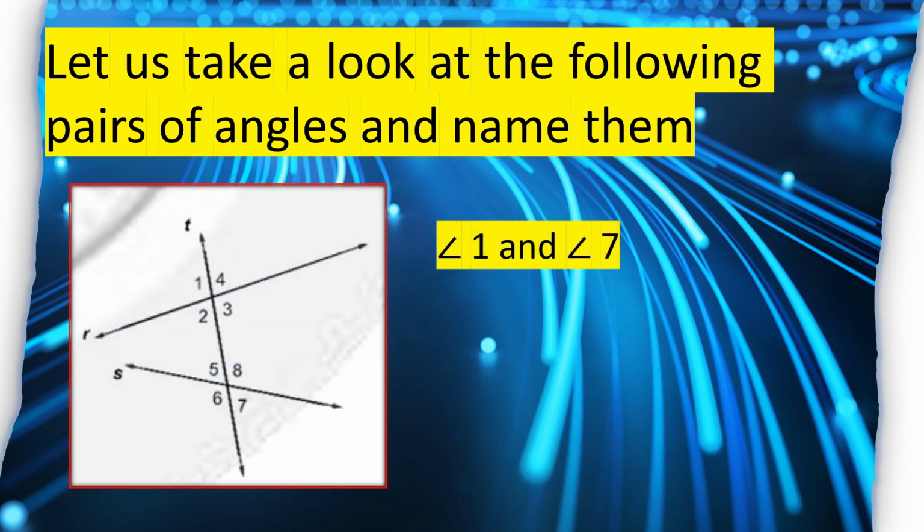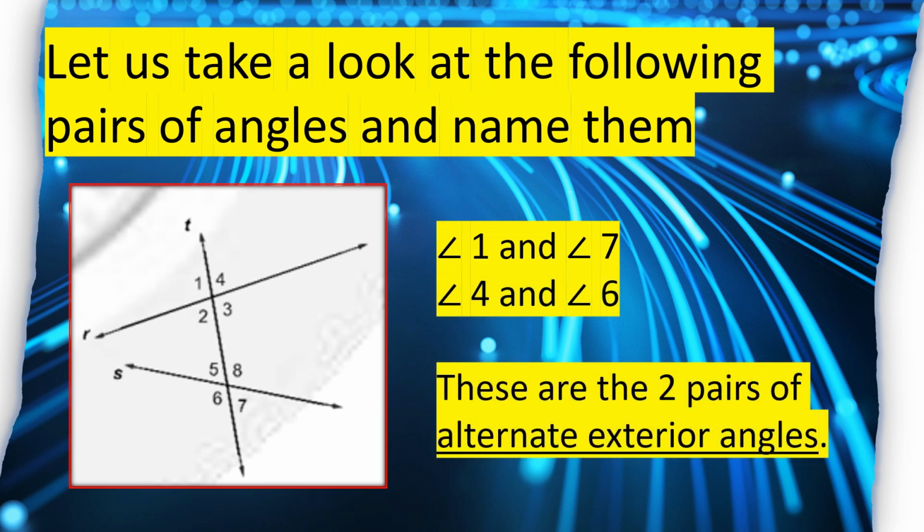Let us have angle 1 and angle 7, angle 4 and angle 6. These are the two pairs of alternate exterior angles. Exterior angles are angles found outside the two lines being intersected by the transversal line. As you can see, angle 1 is on the left side of the transversal line, outside the two lines being intersected, and then we have angle 7, which is also outside the two lines being intersected but on the right side of the transversal line. That is alternate exterior angles.